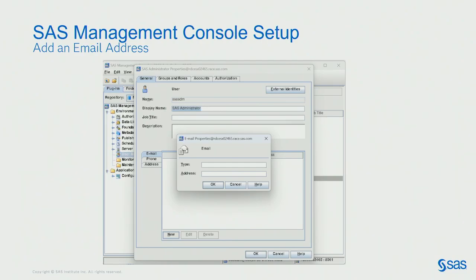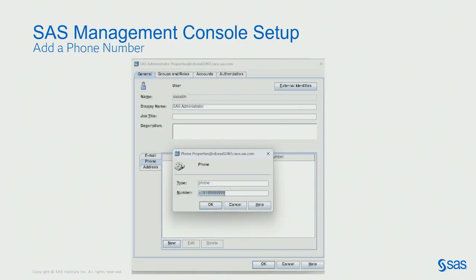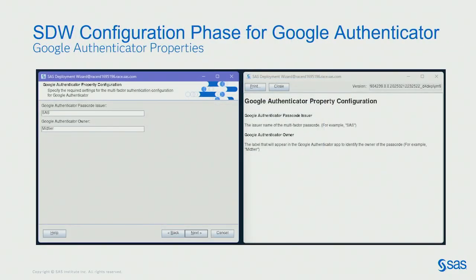So the next thing is now you want to have your client users start to send email or receive text messaging. So you use this SAS Management Console to add user email to the metadata server. Same thing for the phone number. Now, this is for the Google Authenticator. Very simple question, and it's really the two strings to identify your registration.